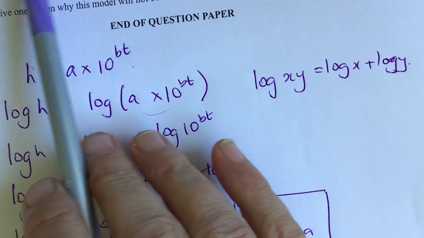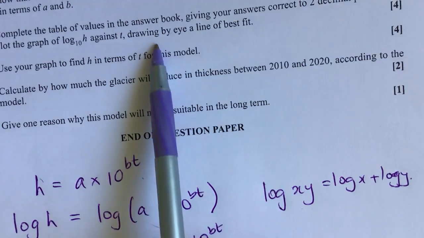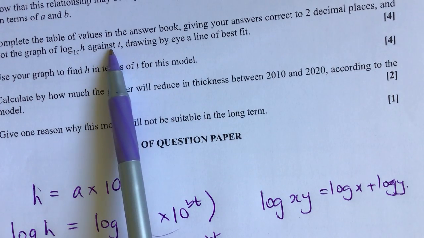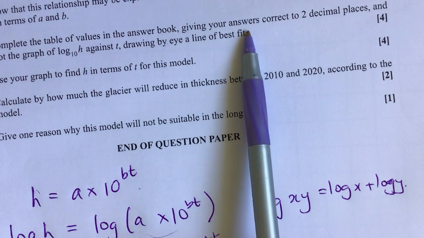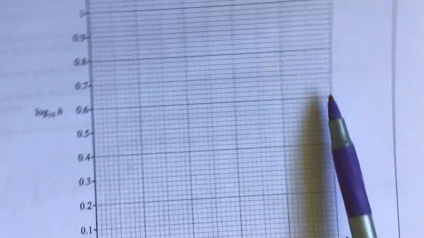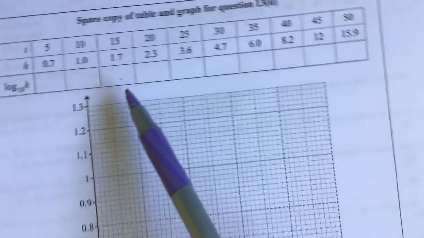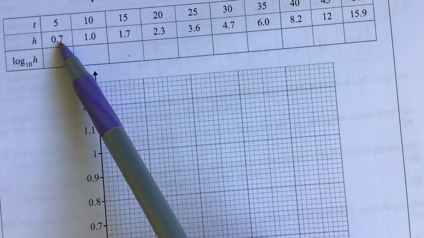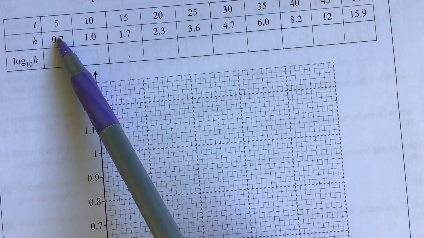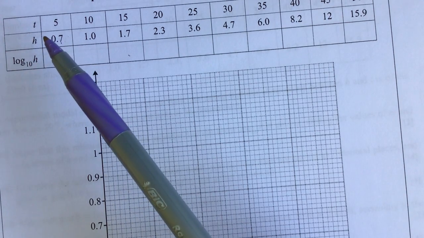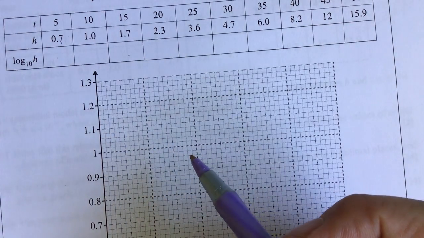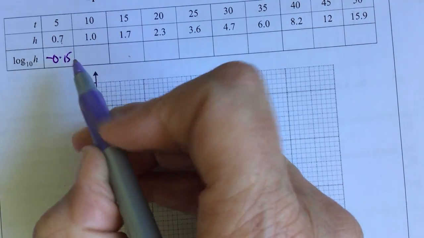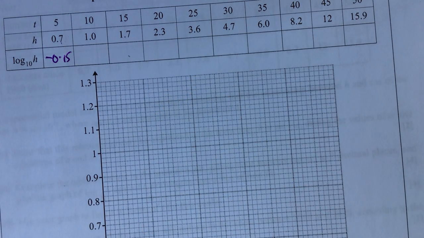Okay, the next one says complete the table of values in the answer book, giving your answers correct to 2 decimal places, and plot the graph against t by drawing a line of best fit. So we go over here and we need to work out for each of these points what the log of h values are. So log of 0.7 is minus 0.15. I haven't got space. If you've got space, go to 3 decimal places.